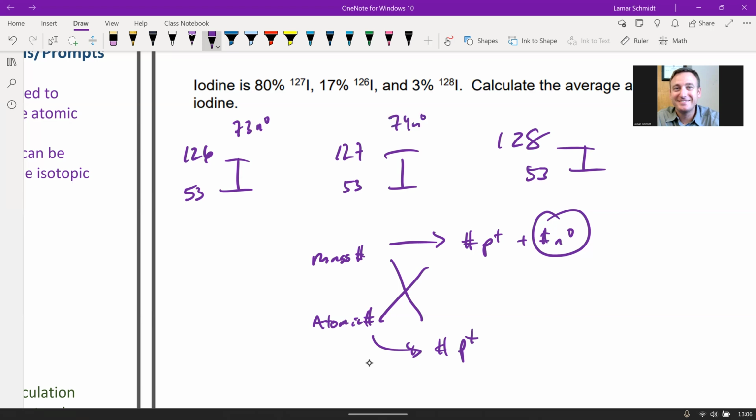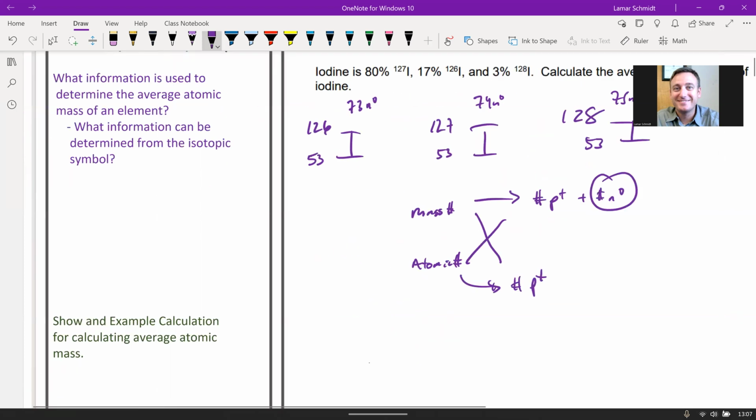74 neutrons, and this one would have what? 75 neutrons. Do you see how they have a different number of neutrons? 53 plus 73, 53 plus 74, 53 plus 75. Did I make that abundantly clear that these are isotopes and how we get that? All right. Do we understand how to read an isotopic symbol?